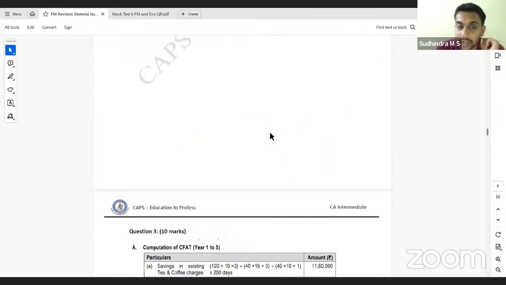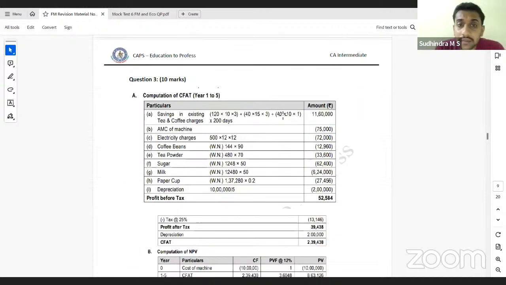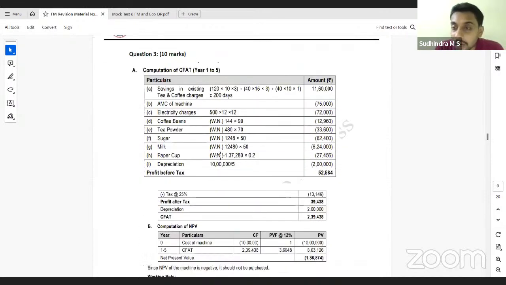So that's question number 2. Coming to question number 3. So basically they were asking about feasibility. For that, we need to calculate NPV. So first, to calculate NPV, we want cash flow after tax. So calculation of cash flow after tax. Here, this savings in existing tea and coffee charges, this calculation with the final answer, 1 mark.